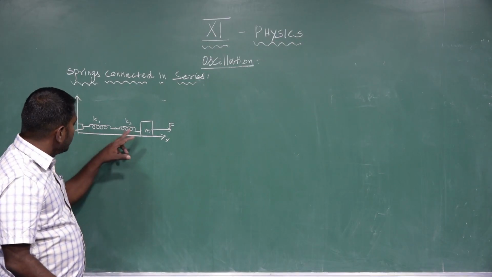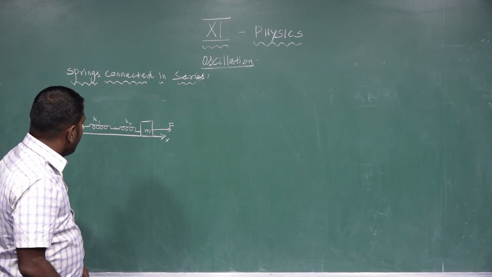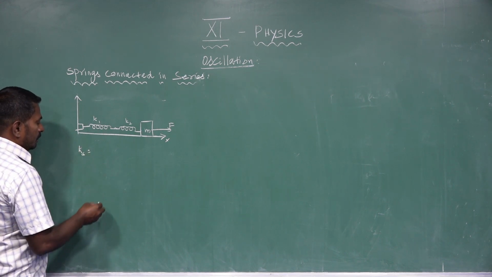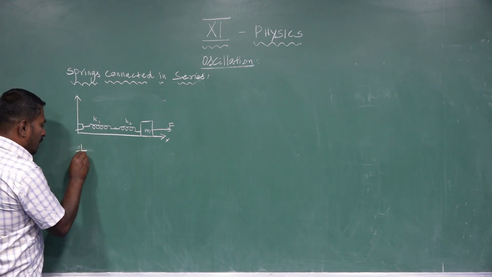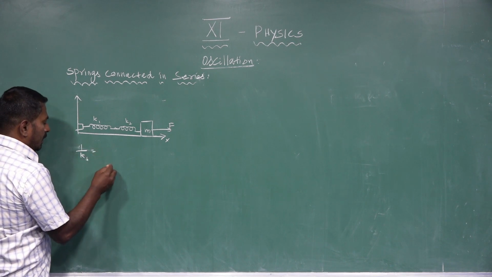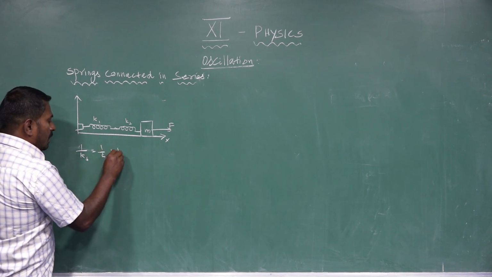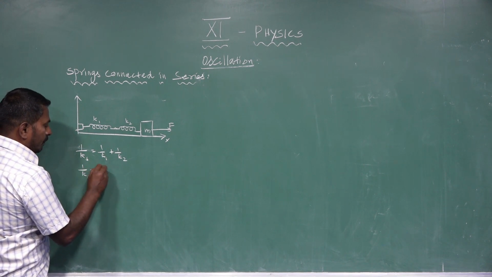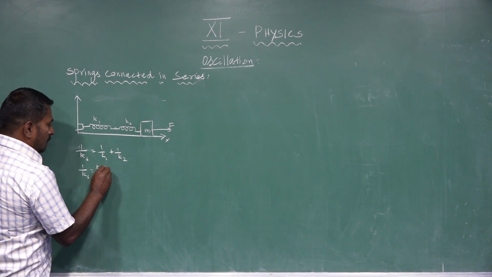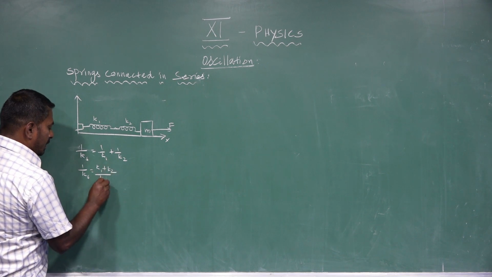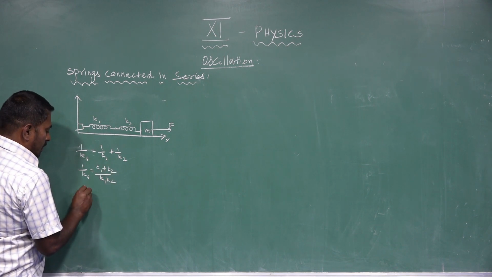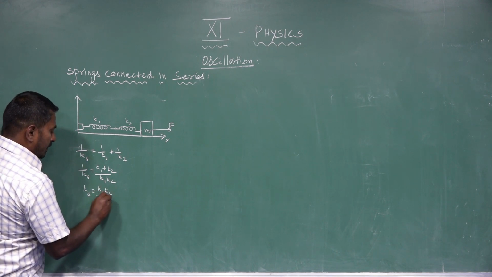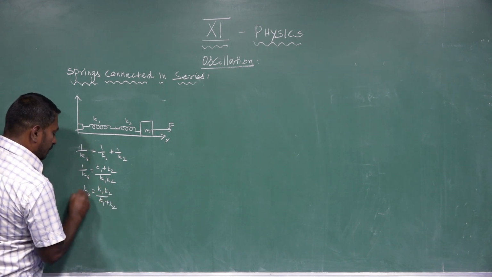If both springs are connected in series, the effective spring constant Ks is given by the reciprocal: 1 divided by Ks is equal to 1 by K1 plus 1 by K2. 1 by Ks is equal to K1 plus K2 divided by K1 K2. Then Ks is equal to K1 K2 divided by K1 plus K2.